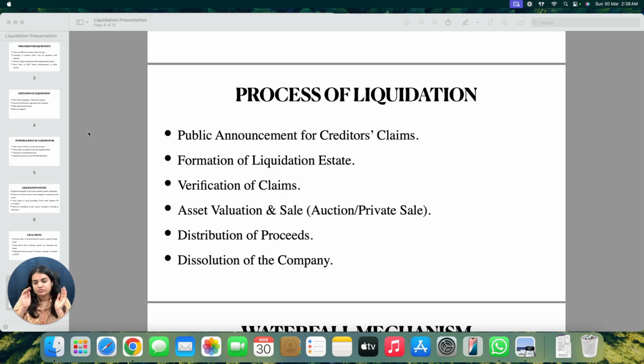And the valuation given by both the registered valuers, the average of both the valuers will be taken as the valuation. So the registered valuers provide two types of valuation. They provide fair value and they provide liquidation value.